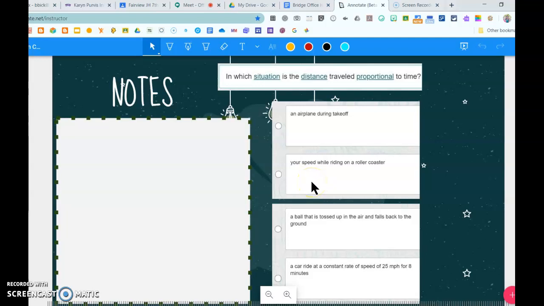Your speed while riding a roller coaster, is that constant? Do you always stay at the same speed, or does it increase as you go down a hill and decrease as you go up a hill? So that's not a proportional relationship. A ball that's tossed up in the air and falls back to the ground, do you think it maintains a constant speed as it does that, or do you think it slows down as it gets to the highest point and then speeds up as it goes towards the ground? And then a car that rides at a constant rate of speed at 25 miles per hour for 8 minutes. They gave you the key word there, which is constant. So that's the constant rate of change, making it proportional.